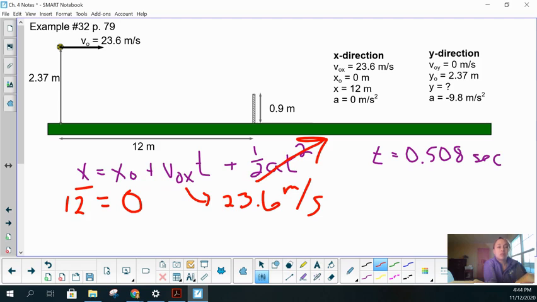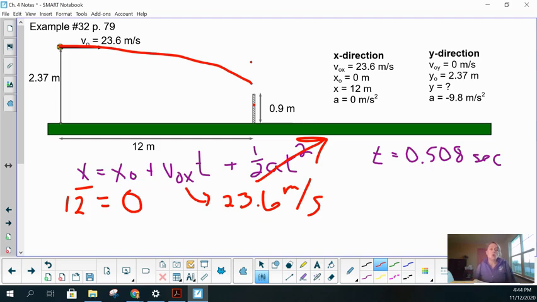So if we think about that path or the trajectory that you learned about doing that PhET simulation, this tennis ball is going to do something like this. And what we want to know is, does it clear the net? So does it land down here, or does it land up here at that 12 meters, which is why we put the 12 meters in our position equation.